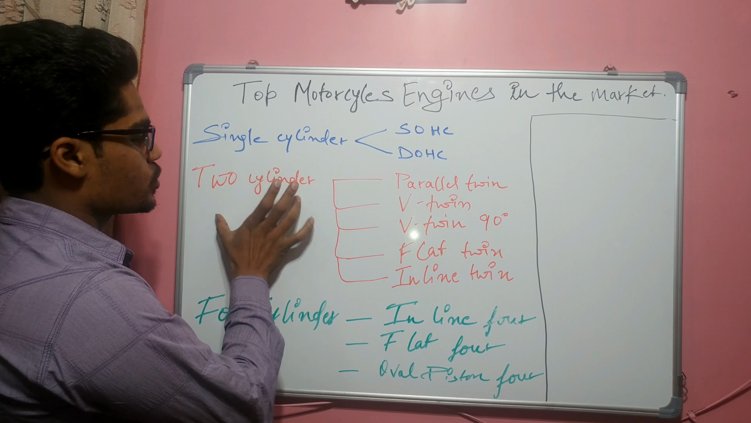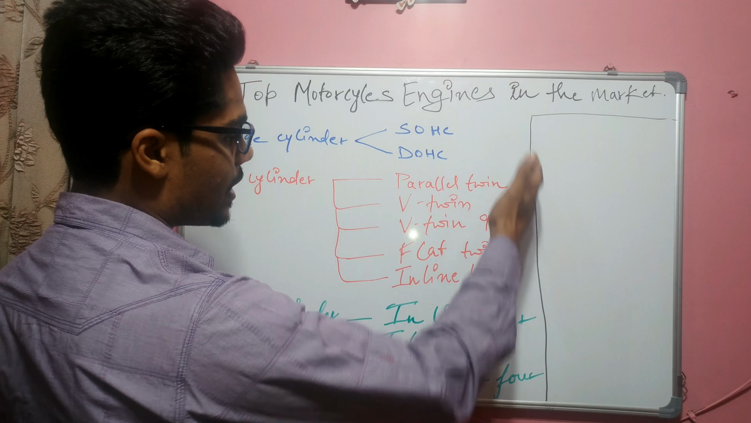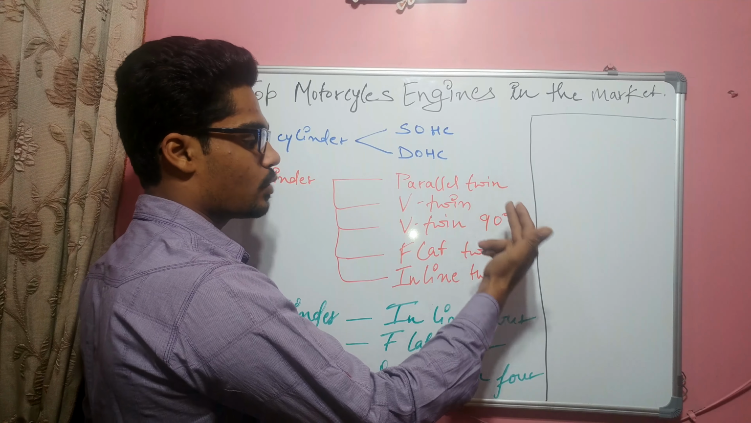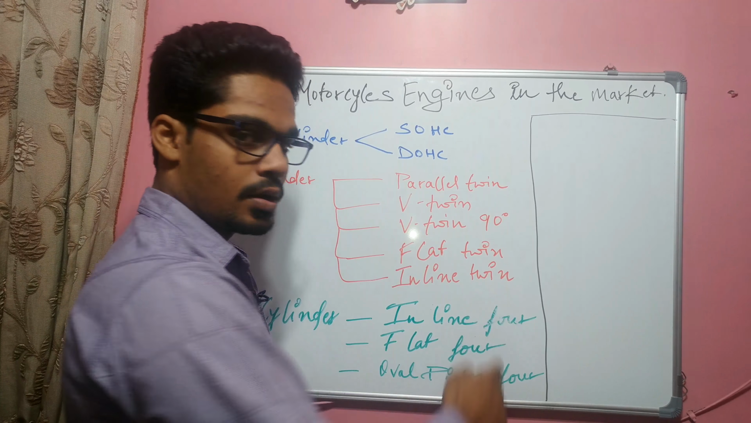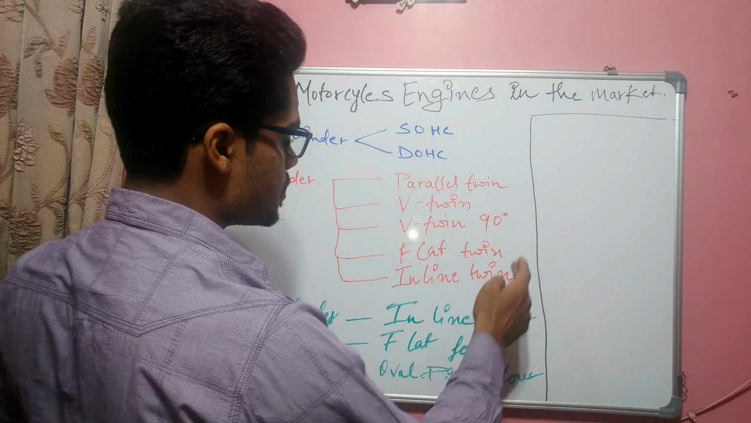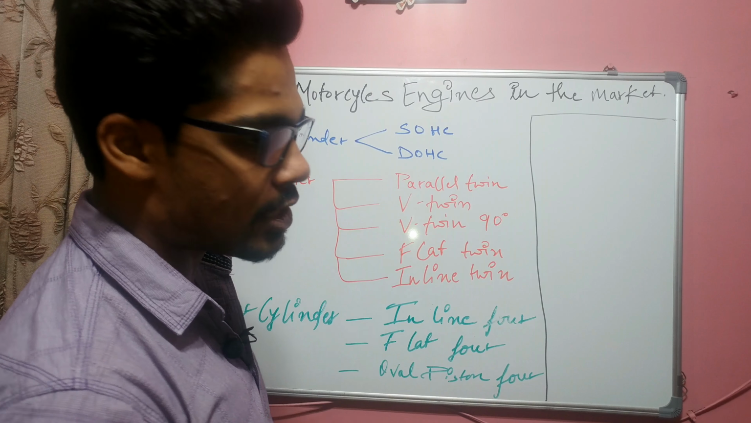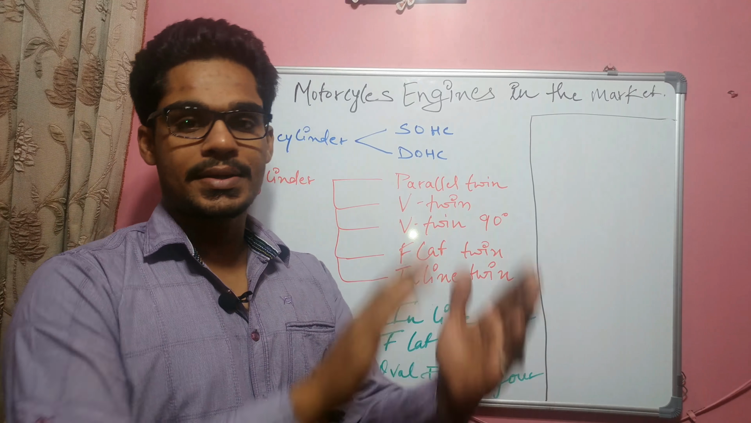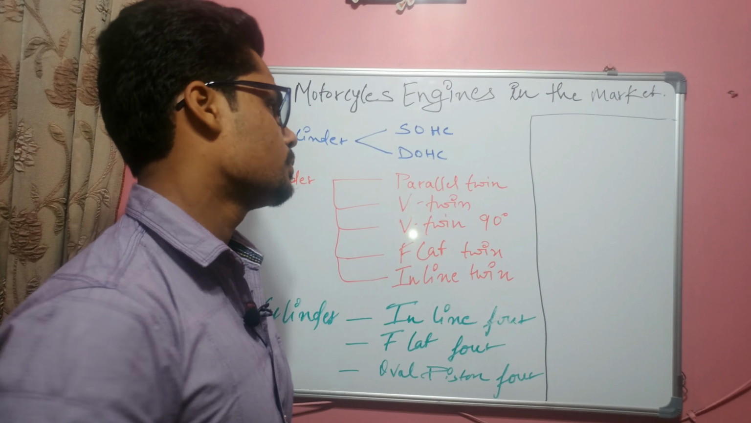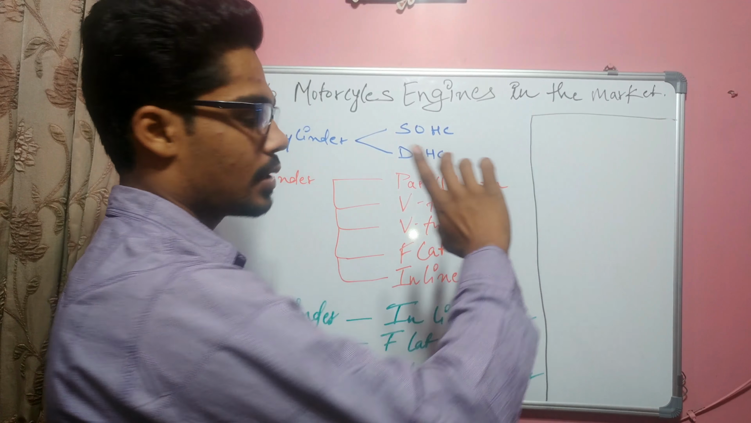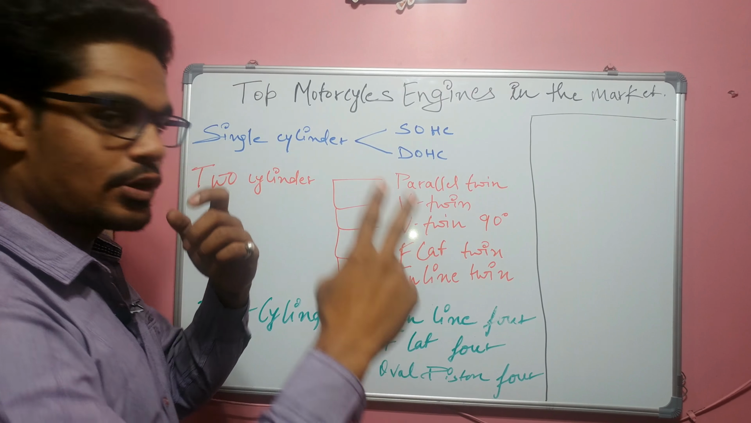Now we have the two cylinder. In the two cylinder we have different types of setups like parallel twin, V-twin, V-twin 90 degree, flat twin and inline twin. So guys, parallel twin and inline twin both are the same thing. In these engine setups, the cylinders are situated side by side and are controlled by a single camshaft. So these are both SOHC setups with two valves.